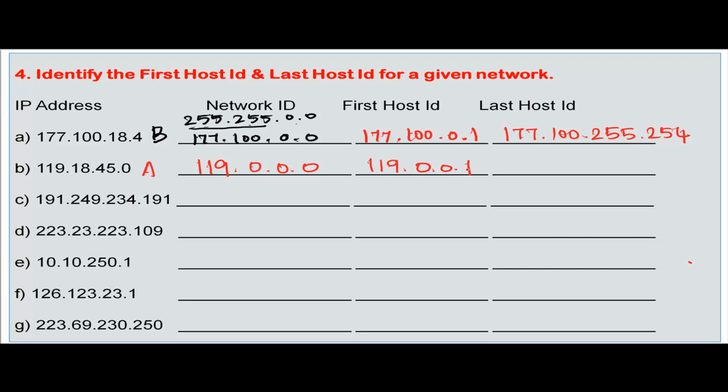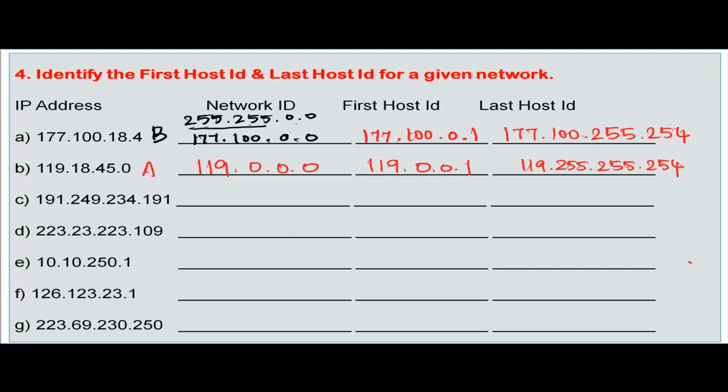So what is the last host ID? It is 119.255.255.254. So 255, 255, 254. That is going to be the last host ID.